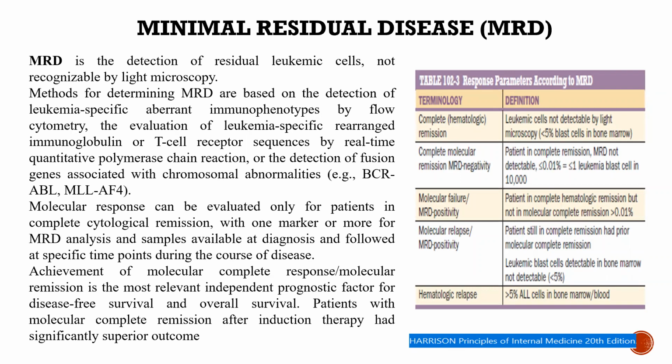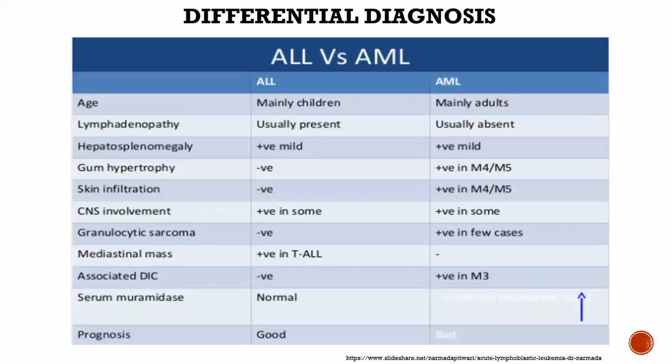Molecular response can be evaluated only for patients in complete cytological remission with one marker or more for analysis of minimal residual disease, and the samples available at diagnosis are followed at specific time points during the course of the disease. Achievement of molecular complete response, molecular remission is the most relevant independent prognostic factor for disease-free survival and overall survival. Patient with molecular complete remission after induction therapy has significantly superior outcome.